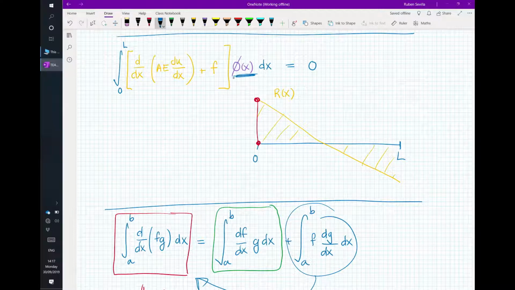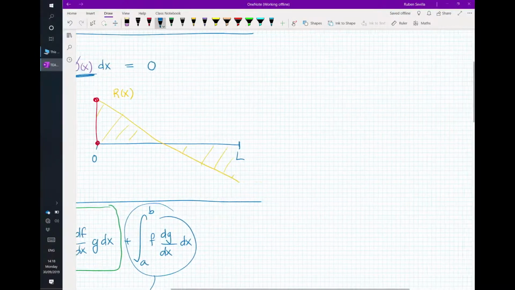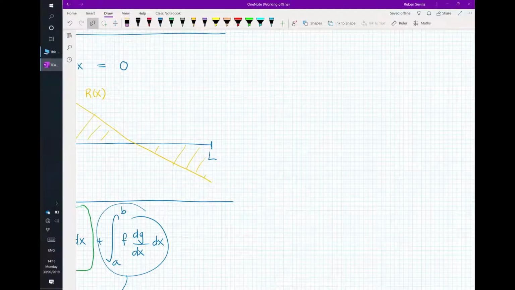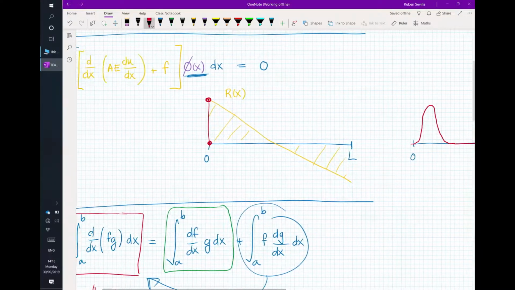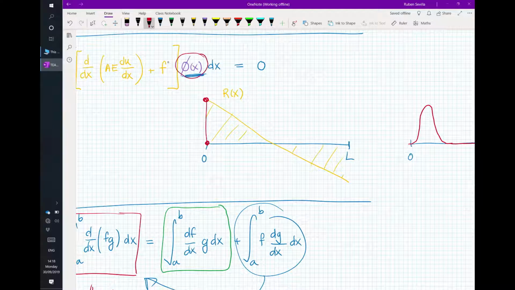How is this test function helping? Well, you can think of test functions like something like this. It's a function that does a little mountain in here and is 0 everywhere. I should have used another color. So it's a little mountain here and then 0 everywhere. Okay? If I have this type of test function, when I multiply this little mountain with my residual, what am I doing?